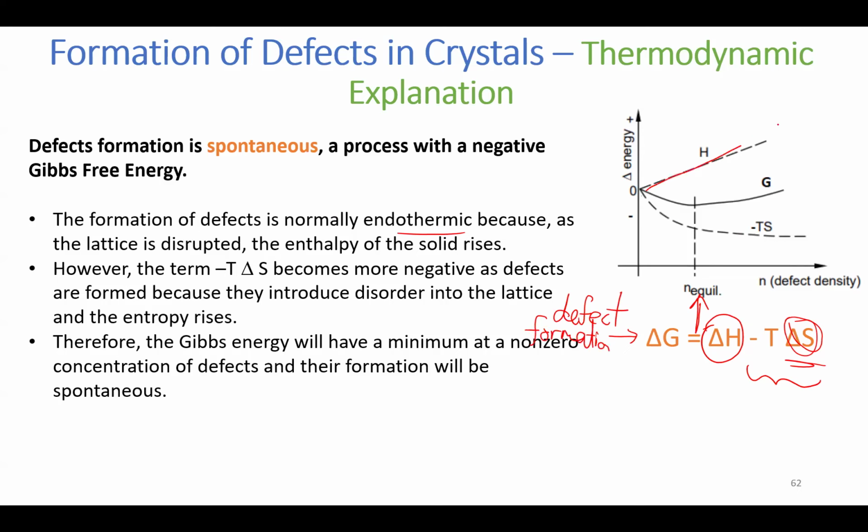So this is positive. It's going up. The higher the defects, the higher the enthalpy. But the minus T delta S is going down. The resultant is delta G.